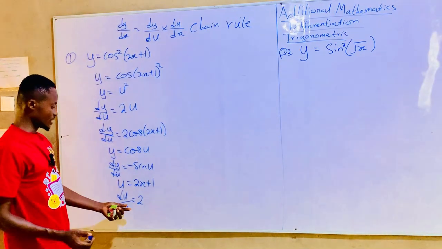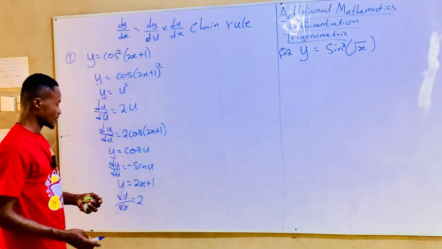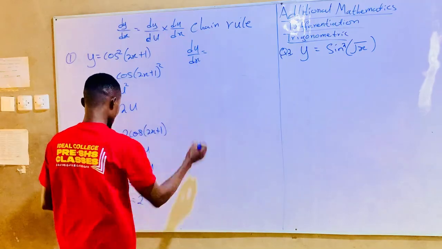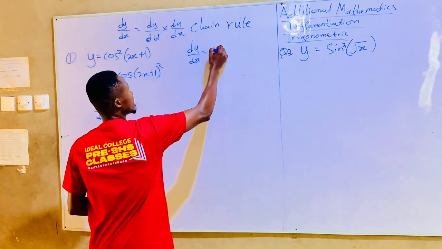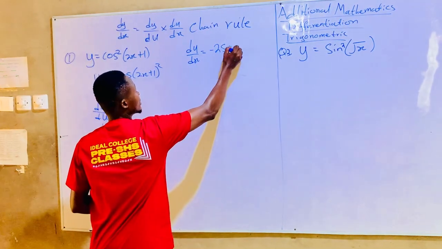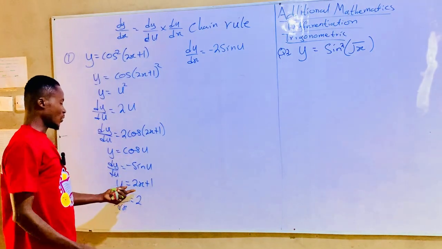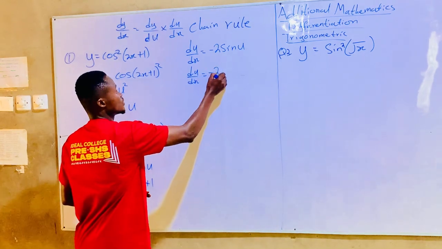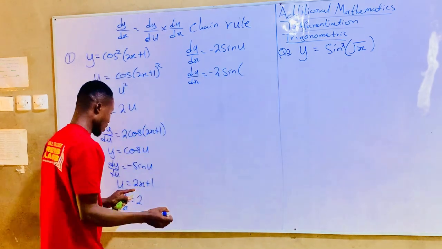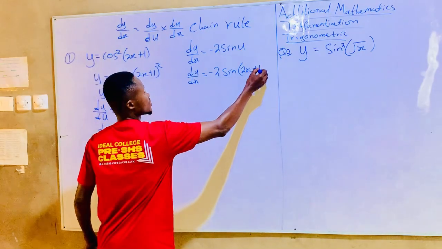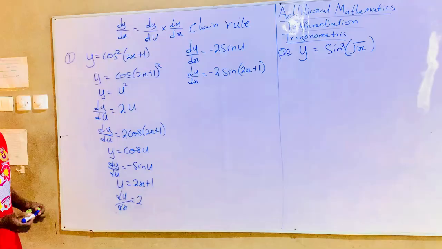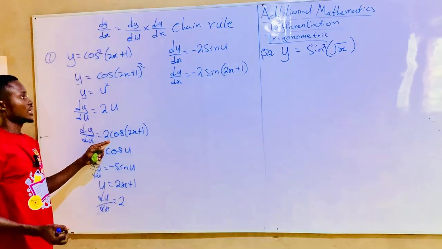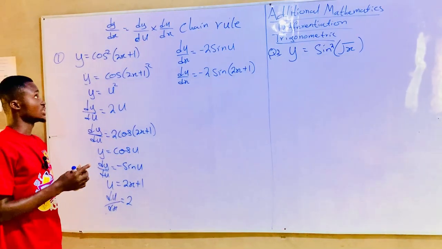Now after you are done differentiating, you take this and multiply with this. So you will be heading to du over dx will be equal to negative 2 sine u. Then our u is giving us negative 2 sine, our u is what? 2x + 1. Now after you are done over here, then you pick this and that. Then we multiply the two using the chain rule.